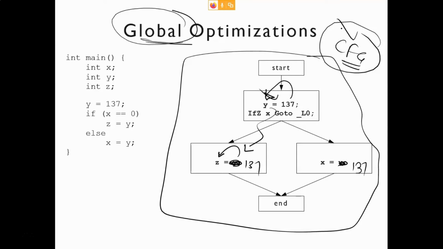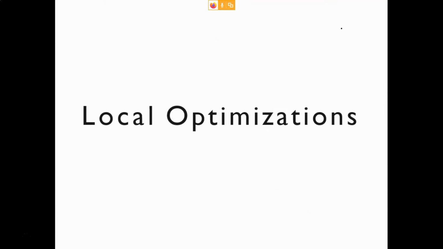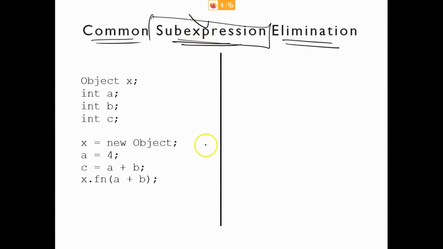This is just the idea of local optimization and global optimization. Now we will study all these techniques: copy propagation, constant propagation, dead code elimination, liveness analysis. All these analyses we will see. So this is how you can do the global optimization. Anyway, now we will study local optimization, and in this local optimization, the first technique that we will study is common sub-expression elimination. Basically, we don't want to compute the same thing again and again. That is the point. You don't want to compute the same thing again and again.